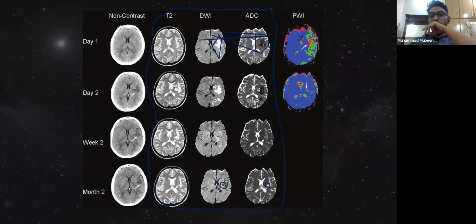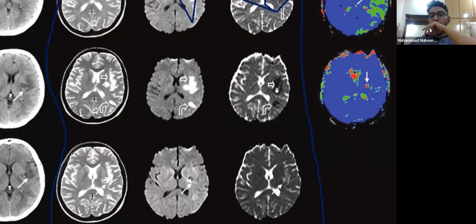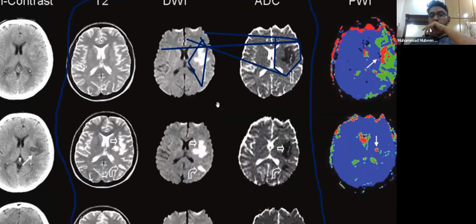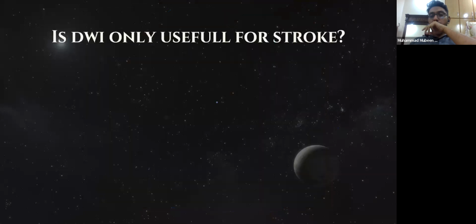You can see a tiny spot here. If you were looking only at the DWI images, you would have labeled it an acute infarct. This appears hyper on T2, hyper on DWI, and hyper on ADC. If you were looking only at these two images, you would have labeled it as acute infarct, but what's actually happening is called T2 shine through. It's appearing hyper on all the T2 sequences. Instead of showing restriction, it's only showing the T2 shine through phenomenon. So it's really important that you look at the DWI and ADC in unison and interpret them together.